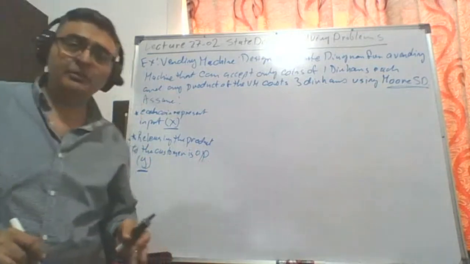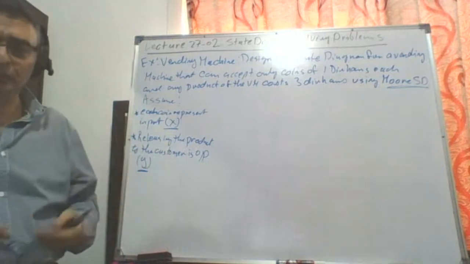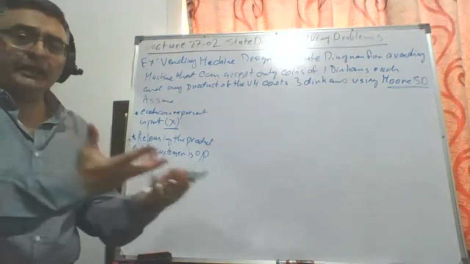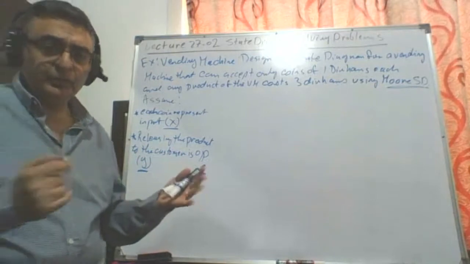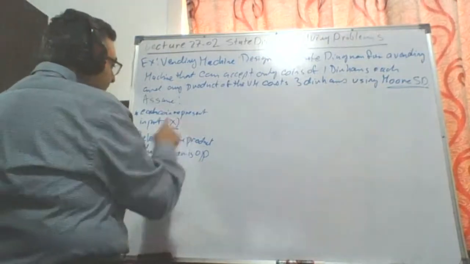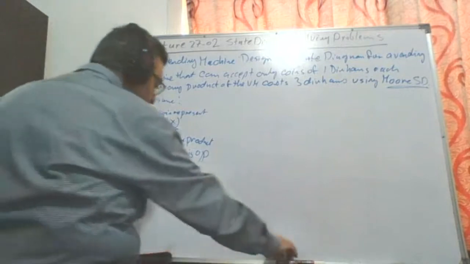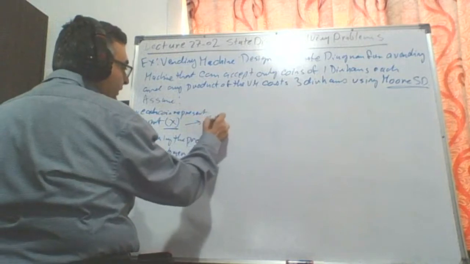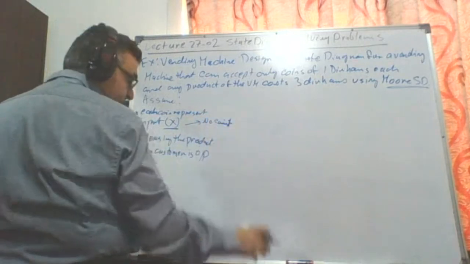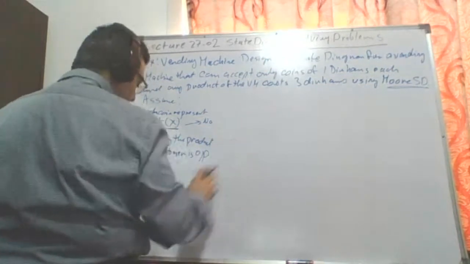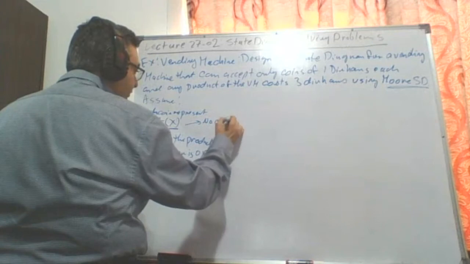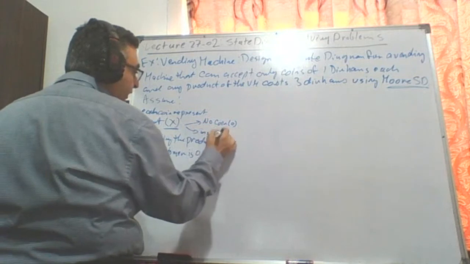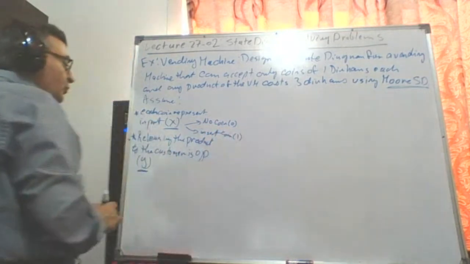That means the state diagram has one external input, which is the coins that you are feeding the vending machine with, and the output is your product. X is a binary input. If no coin is inserted, this is the value zero. If you insert a coin, that means X equals one.